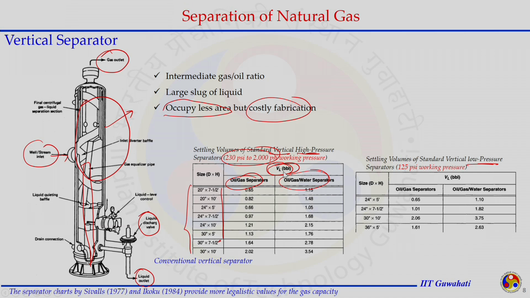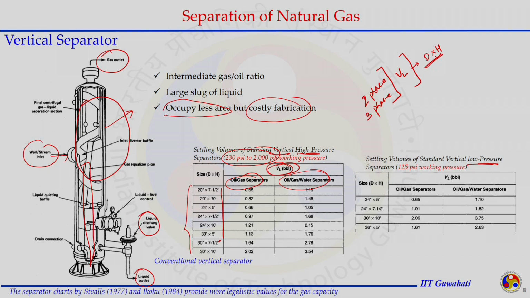So, altogether what you are going to get is a vertical separator for 2 phase as well as 3 phase, depending on the volume of the liquid going to be handled. There are different diameter and height separators already designed and available. The internal arrangement, like the obstacles, the baffles, the mist eliminator, will be additional features, but just considering the height and diameter of the vertical separator we can choose.